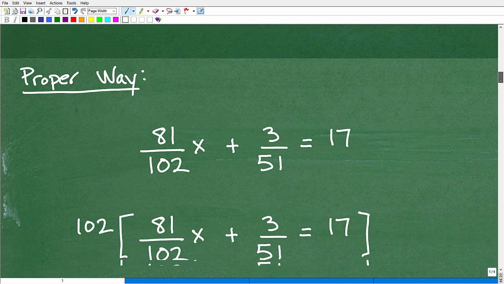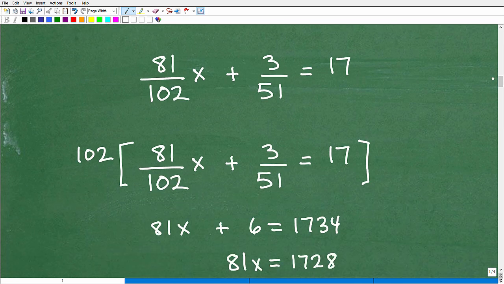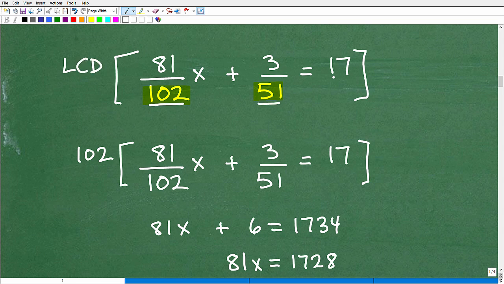Go ahead and deal with fractions. So we have 81 over 102, and then we have 3 over 51. So let's just get rid of the fractions. The best way to do that is to multiply the entire equation by the lowest common denominator. This is what you should be doing here. So you got 102, 51, and then here we have the denominator of 1.